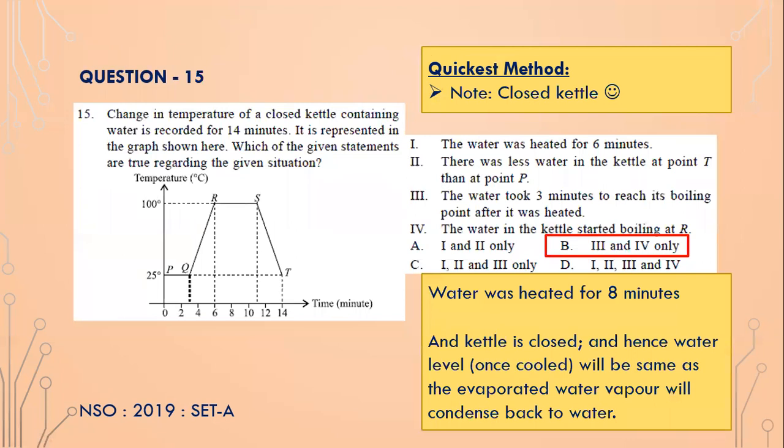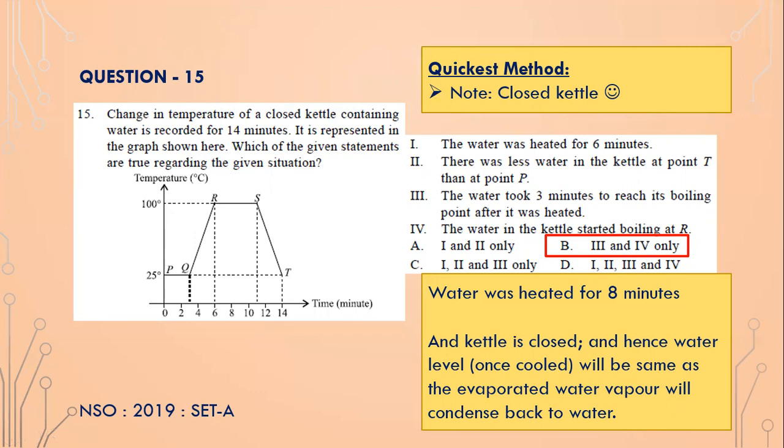Change in temperature of a closed kettle containing water is recorded for 14 minutes. It is represented in the graph shown here. Which of the four given statements are true regarding the given situation, isn't it? So at Q, the temperature is raised from 0 to 3. It is the room temperature. Then the kettle starts heating. So from 3 till 6 minutes, the temperature is rising, and at 6 minutes, the water starts boiling, evaporating. And then the kettle probably is turned off.